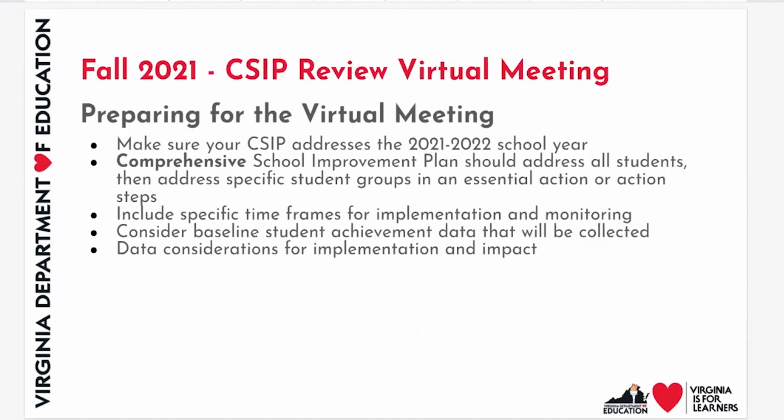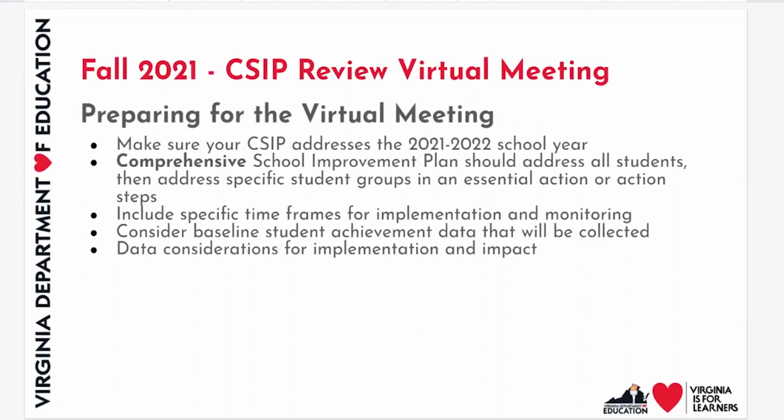As you're reviewing your plan and thinking about what you've included, ensure that you have specific timeframes. We don't want to just say, I'm going to do everything from September to June. Where are those times that you're doing certain action steps? When are you pausing to check for implementation and monitor that data? Where are those checkpoints throughout the year, and what action steps are you doing when?